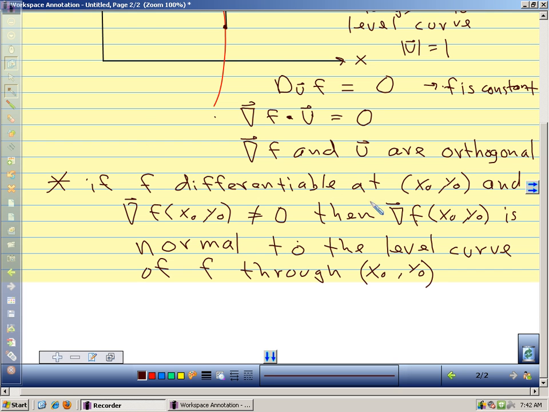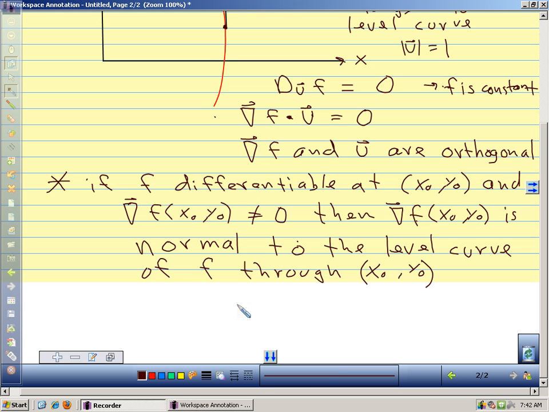Now this idea is going to be very important when we start working with level surfaces, when we have a function of 3 variables, because our gradient is going to give us a vector that is normal to our surface. And normal vectors are going to be very important as we move on.